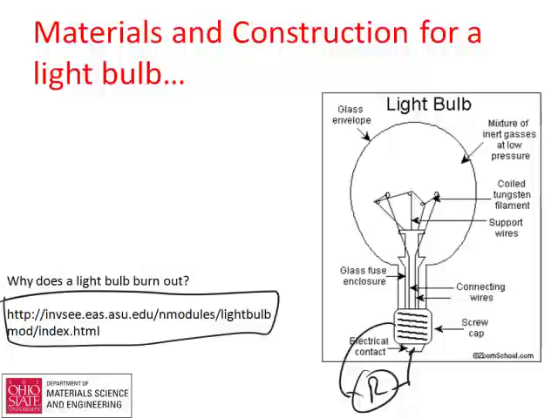The other thing you can do is look at the glass envelope. Well, what's the purpose of the glass envelope? It's basically so you keep the oxygen away from the filament. The coiled tungsten filament is the workhorse. Tungsten oxidizes very quickly in air, so you need this mixture of inert gases.